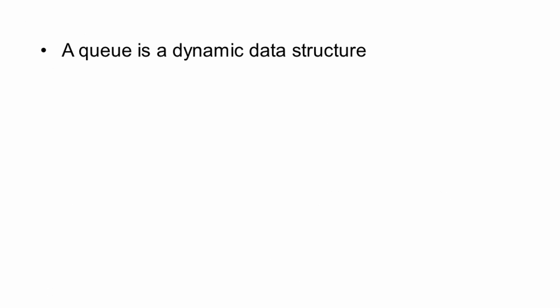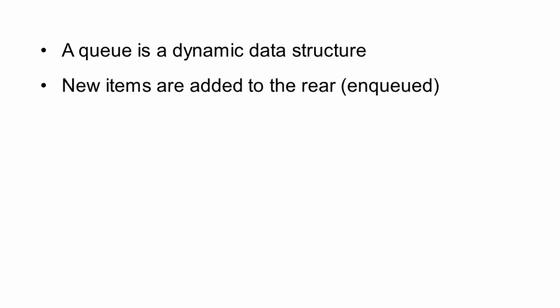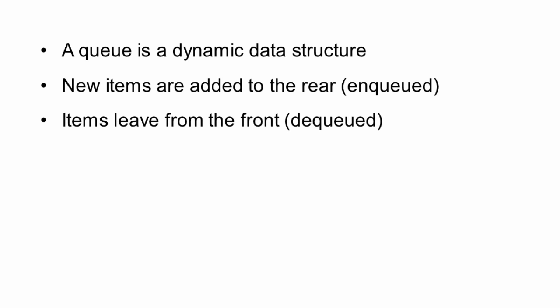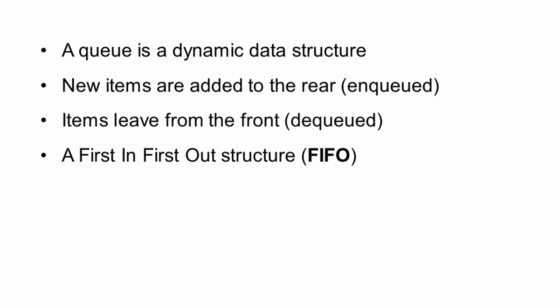To summarise then, a queue is a dynamic data structure. Its contents may be changing all the time while it's in use. New items are added to the rear, we say they're enqueued, and items leave from the front, we say they're dequeued. A queue is a first-in, first-out data structure. We say it's a FIFO data structure. A queue can be linear or circular.